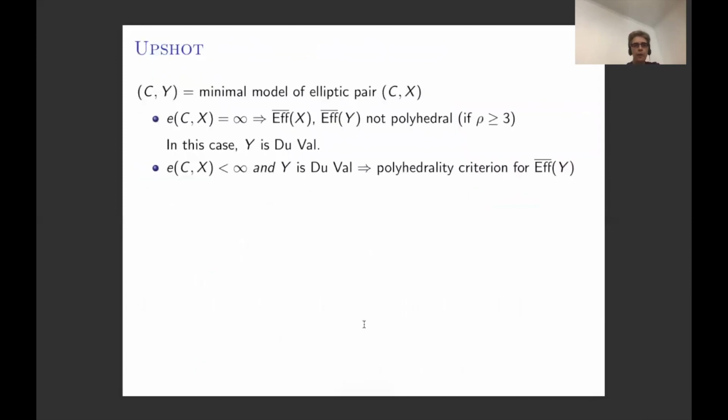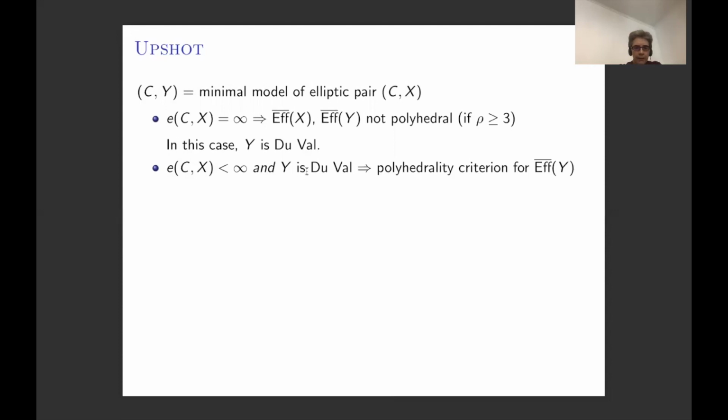And so the upshot now is that if you start with any elliptic pair, you can consider its minimal model. If the order was infinite, then the effective cone is not polyhedral as long as the Picard number is at least 3. This is true for both X and Y. And in this case, Y actually is forced to have Duval singularities. But if the order is finite and Y has Duval singularities, then we get this polyhedrality criterion for the effective cone of Y.